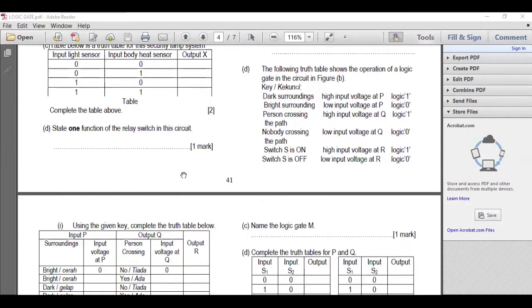Now D, the following truth table shows the operation of a logic gate in the circuit in figure B. When the surrounding is dark, the logic at P is 1. When the surrounding is bright, logic is 0. When there's a person crossing the path, logic is 1. When nobody is crossing, logic is 0. Switch S is on, 1. Switch S is off, 0.